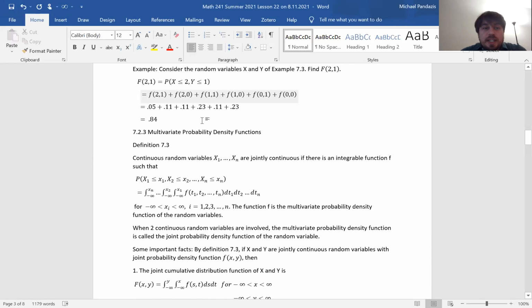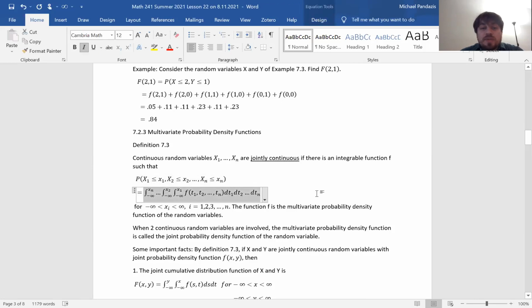All right. The next section is 7.2.3 on multivariate probability density functions. So definition 7.3: for continuous random variables capital X1 to capital Xn, they're jointly continuous if there is an integrable function f such that the probability that capital X1 to capital Xn are at most little x1 to little xn respectively is equal to this integral, this repeated integral.